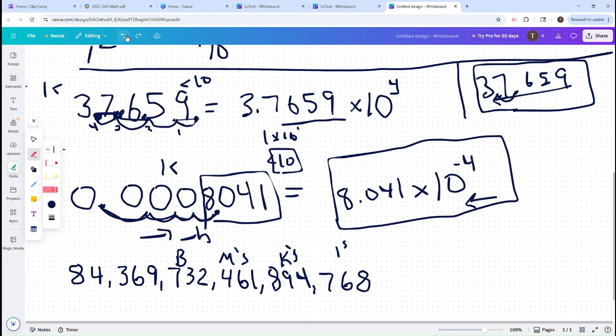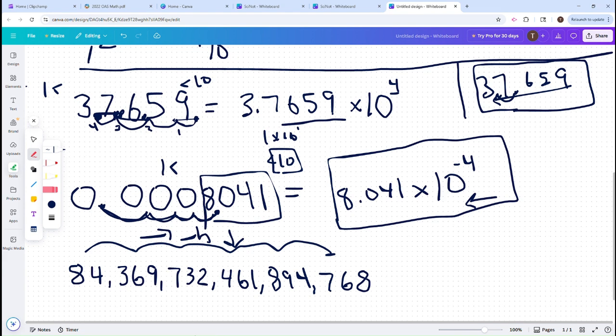And just so you can see it without all this junk here, remember, after millions, this is the millions. This is where that group is counting from. Okay? After billions and trillions and quadrillions. Okay? 84 quadrillion, 369 trillion, 732 billion, 461 million, 894,000, weird number compared to the other ones, 768. Nothing on that. So there we are.